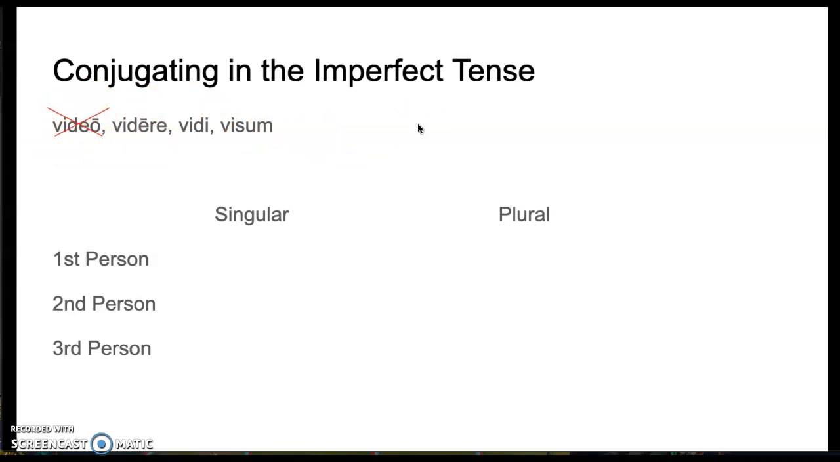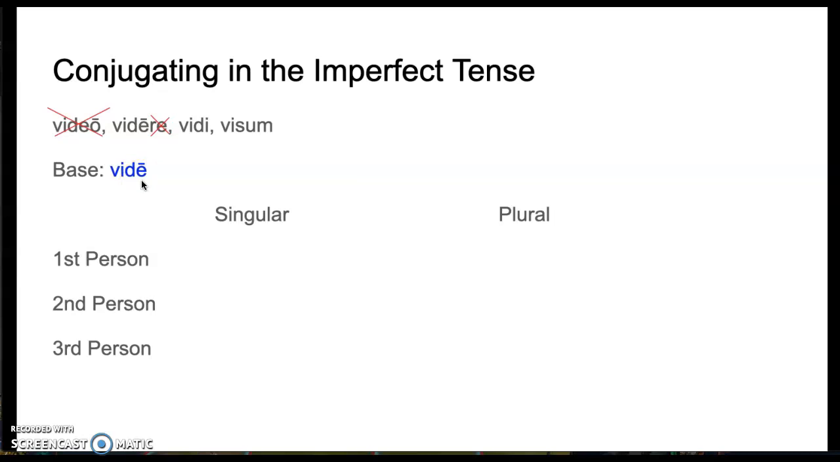We go to the second principal part, the infinitive, we chop off the RE, and what's left is our base. But notice here, the difference is our base ends in E, letting us know that this is a second conjugation verb as opposed to an A, which lets us know it is first conjugation.